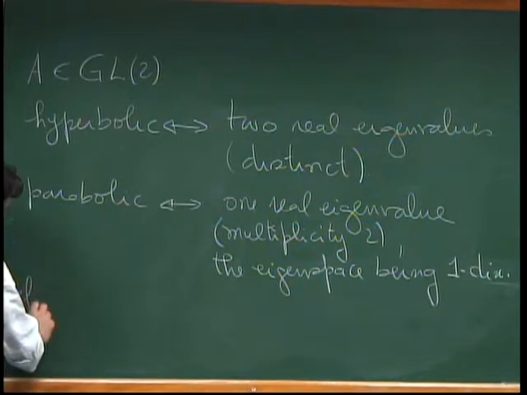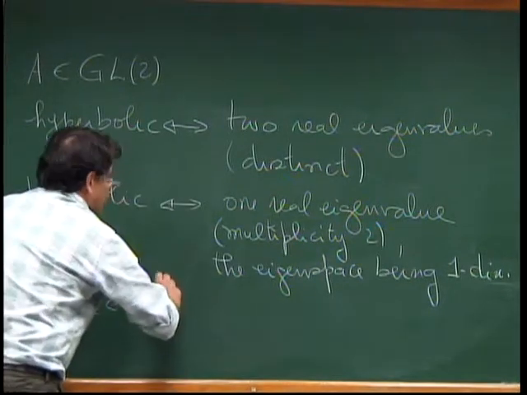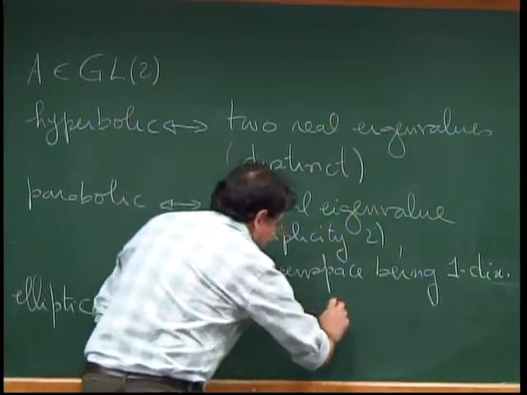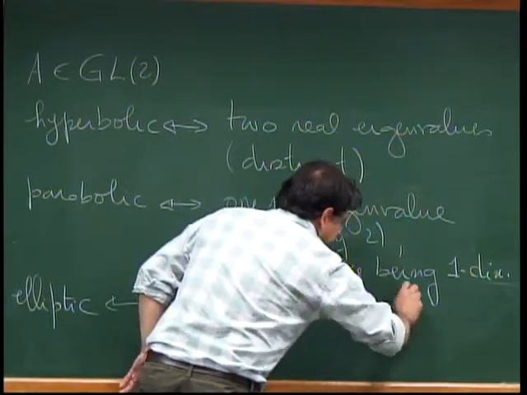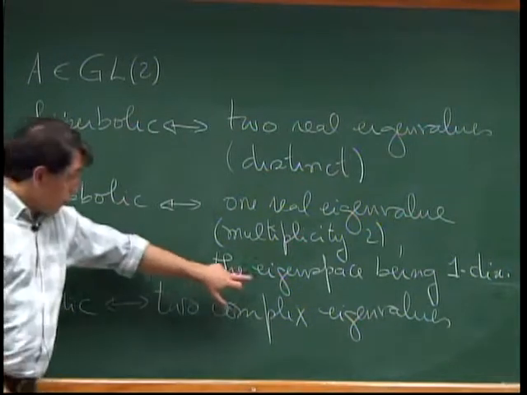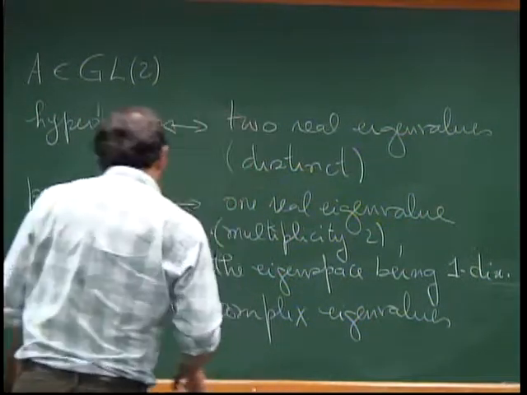The elliptic means two complex eigenvalues. Okay, so that's the definition for the purpose of this exercise. Not all matrices belong to these three groups. The ones that I'm not including here are the multiples of the identity, which have one real eigenvalue and the eigenspace is two-dimensional. But I'm not interested in those.